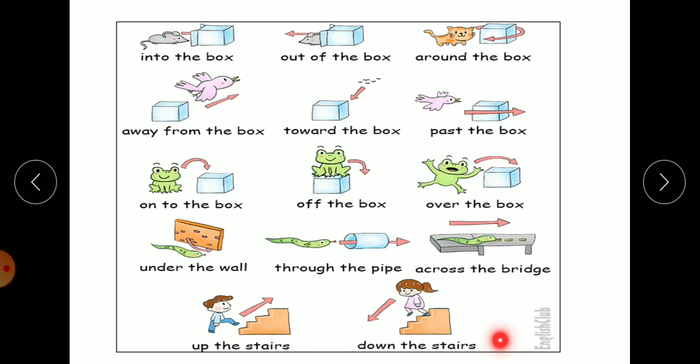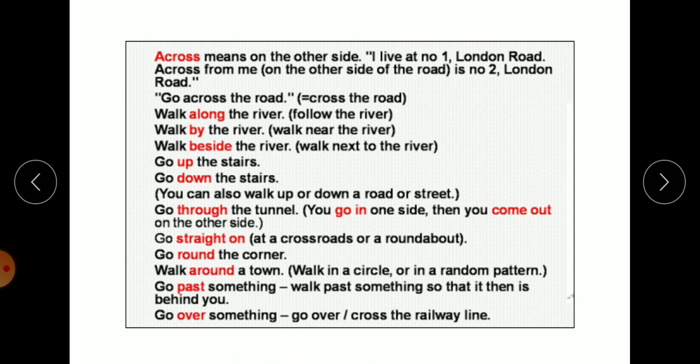Upstairs, downstairs. So all these words like into, out of, around, away, towards, past, onto, off, over, under, through, across, up, down, they all are the prepositions, right? Now let's understand it in depth. Now across means on the other side.